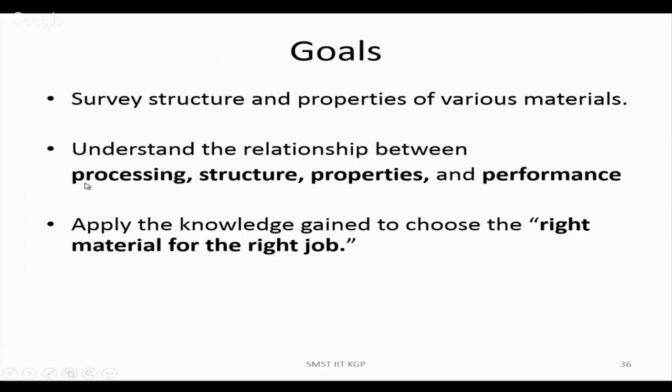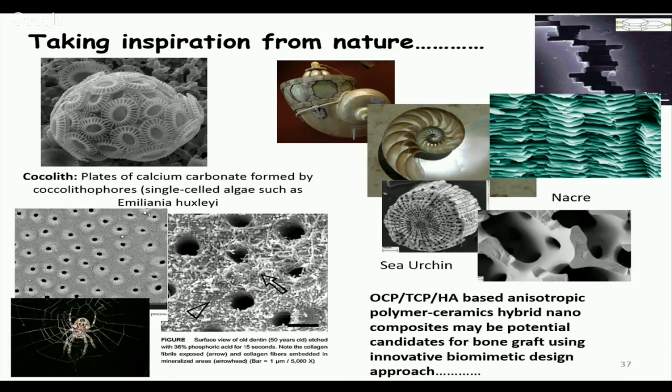So based on all the processing, structure, property and performance relationship, we need to choose the right material for the right job. Right material for the right job. So let us see how nature works. So as you see, the coccolith is calcium carbonate formed by coccolithophores, single-celled algae such as Emiliania huxleyi. So coccolith has calcium carbonate and it is almost defect free, and that is why it has enormous strength.